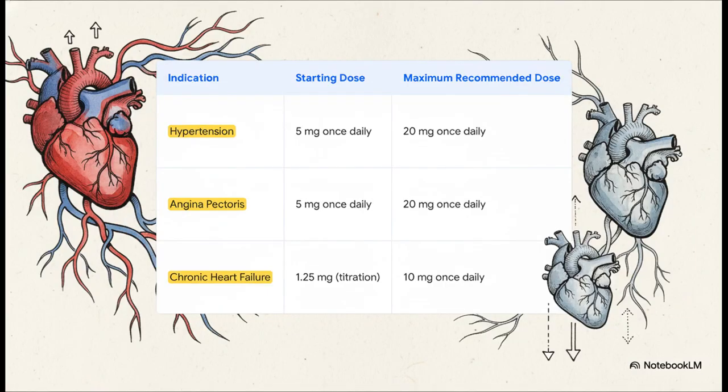And this chart really drives the point home. See the difference? For hypertension or angina, you're usually starting at 5 milligrams and can go up to 20. But for heart failure, whoa, you start way lower at 1.25 and the max dose is only 10. It just shows you how much more delicate that situation is.